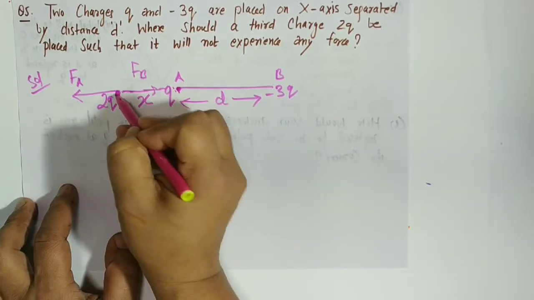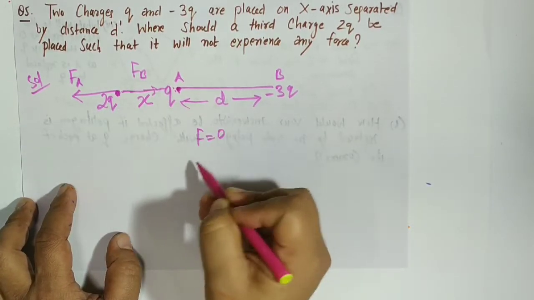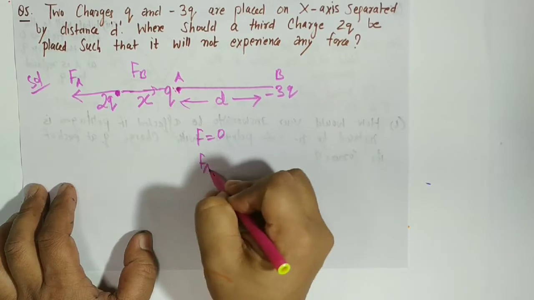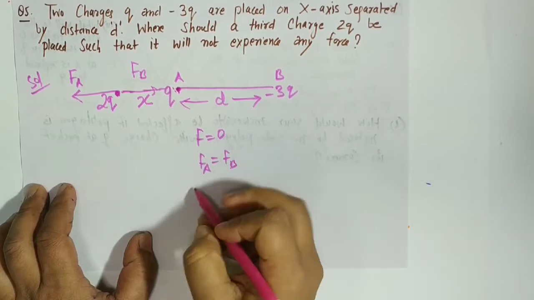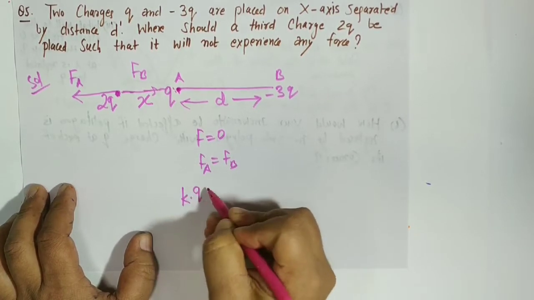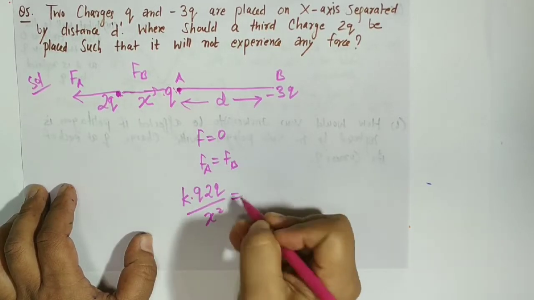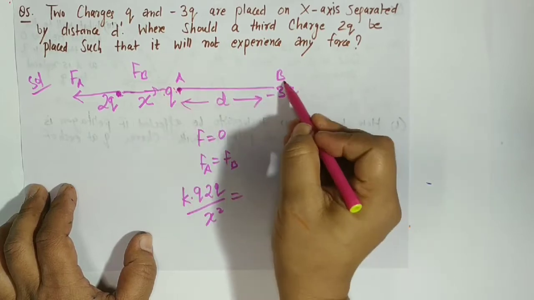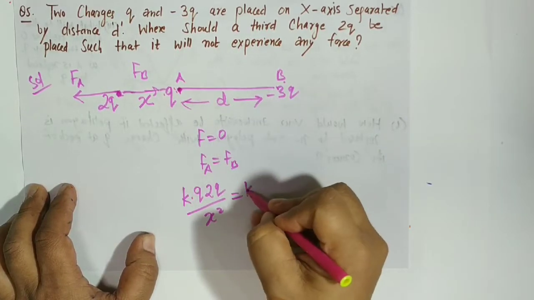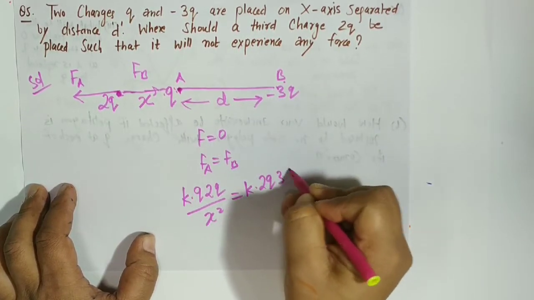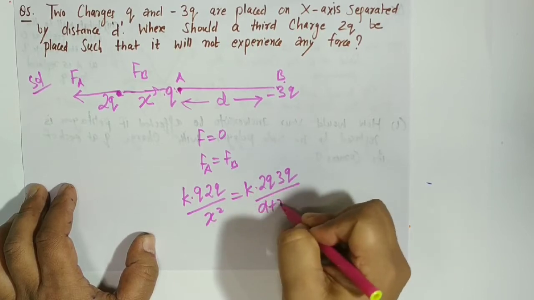So we know that net force will be 0. So FA will be equal to FB. What is FA? K Q 2Q by distance x square. And what is FB? K 2Q 3Q by D plus x whole square.